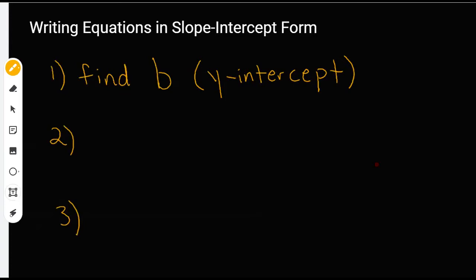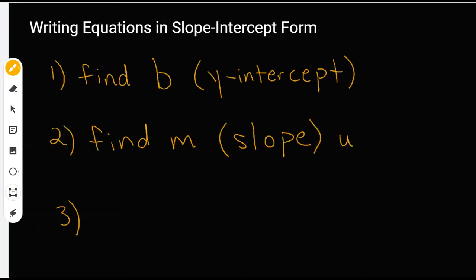After you find b, we're going to find m, the slope. So I'm going to write find m, the slope. And we're going to find it using rise over run. That's going to be our slope formula for today. m equals rise over run.